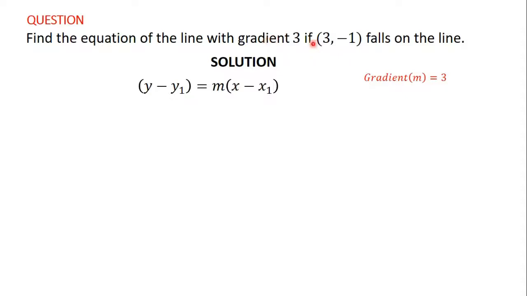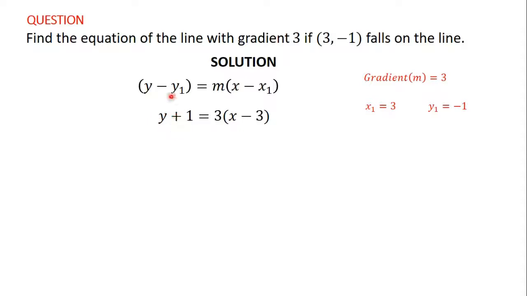The question told us that the gradient of the straight line is 3, so it means that m is 3. And the line passes through the point 3, minus 1. So it means that x1 will be the x coordinate of this point, which is 3, and y1 will be the y coordinate of this point, which is minus 1. So we have m, we have x1, we have y1. All we are left to do now is to substitute this information into the formula.